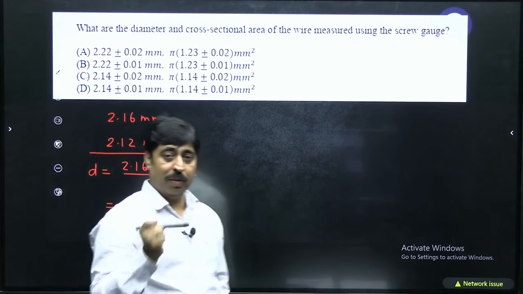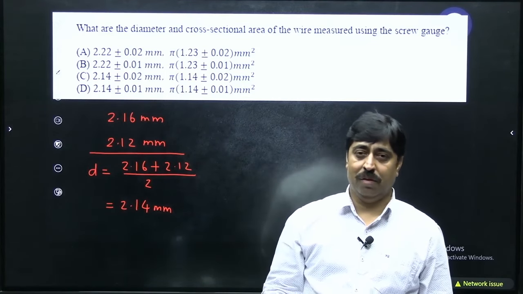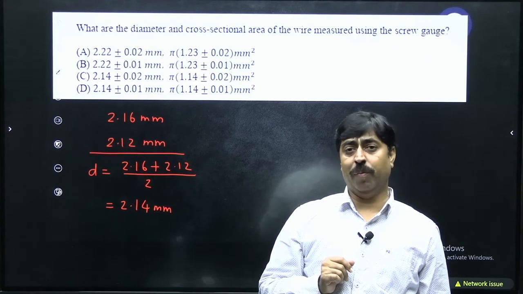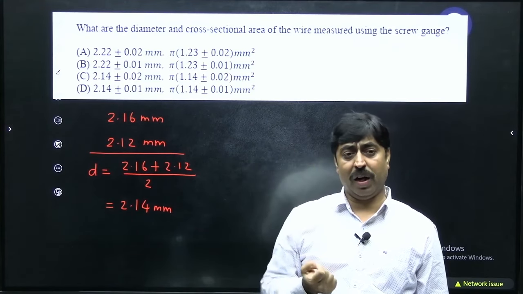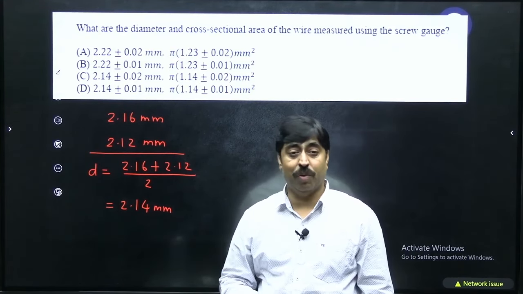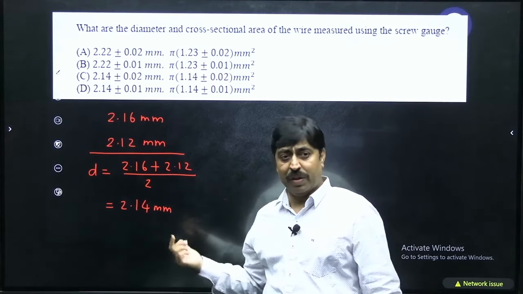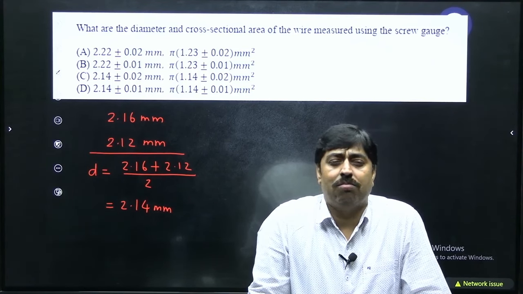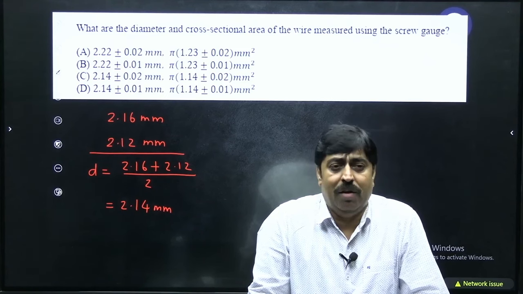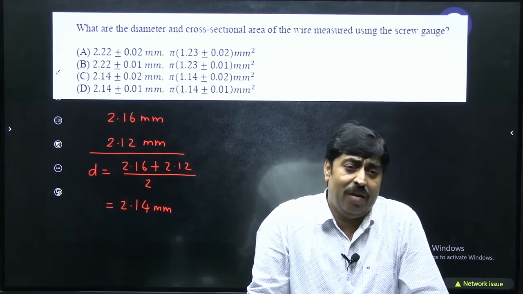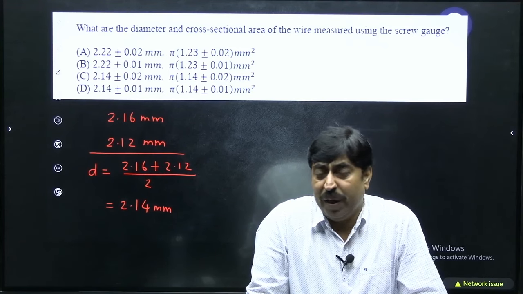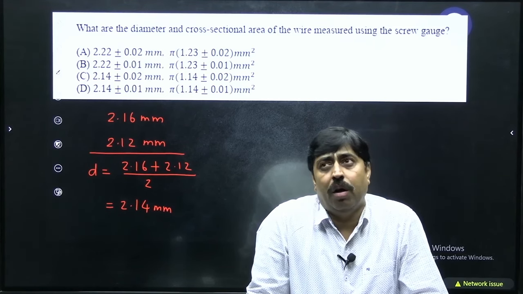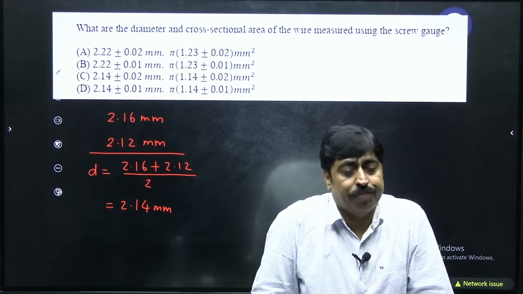So if you ask me, Shashi Bhushan, you have taken these two readings, what is the diameter of the wire, I will say, as per my best judgment, it is 2.14 mm. Then if you put a gun on my head and ask, are you very confident that this is 2.14 mm? I would say, no, this is my best judgment, but there could be some error. Now, how large can that error be? That is again based on the judgment of the experimenter. He is the best person to tell you what could be the maximum error in this one.